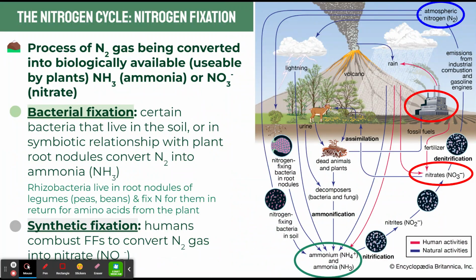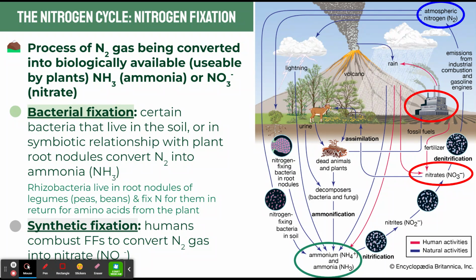So how does nitrogen gas in the atmosphere get converted into a usable form? The process of nitrogen gas being converted into a biologically available molecule converts it into ammonia, which is NH3. It contains one nitrogen atom and 3 hydrogen atoms. And this is through the process of bacterial fixation. There's bacteria that live in the soil, and they have a really great symbiotic relationship with plants where they convert atmospheric nitrogen into ammonia.